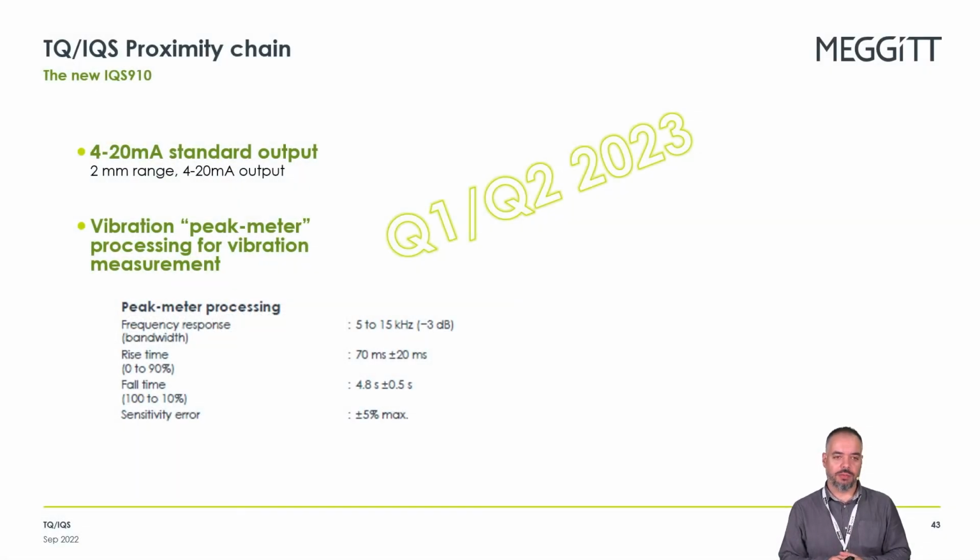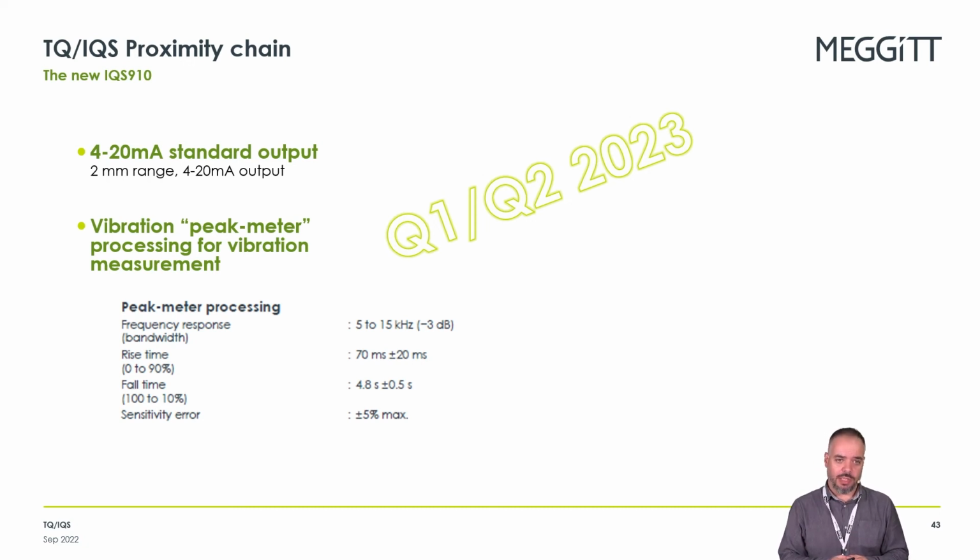The new IQS 910 that will be launched in the beginning of 2023 responds to a market demand for a conditioner with a standard 4-20 mA output and also for an easy and seamless peak meter for vibration measurement. With a standby current of only 4 mA, the conditioners can be very easily integrated into a current loop.